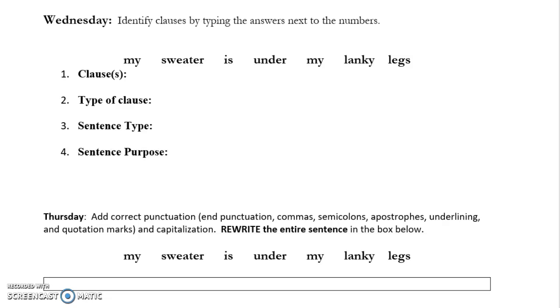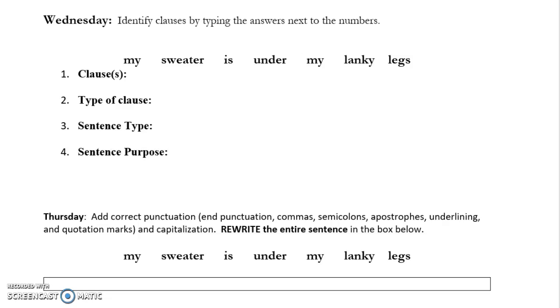Okay, so on Wednesdays, we are to identify our types of clauses. And some of these things are not specific because I wanted to see what you're looking for or what you knew. So we're going to go over these just to clarify for you. So first, we're talking about clauses. A clause is parts of a sentence.